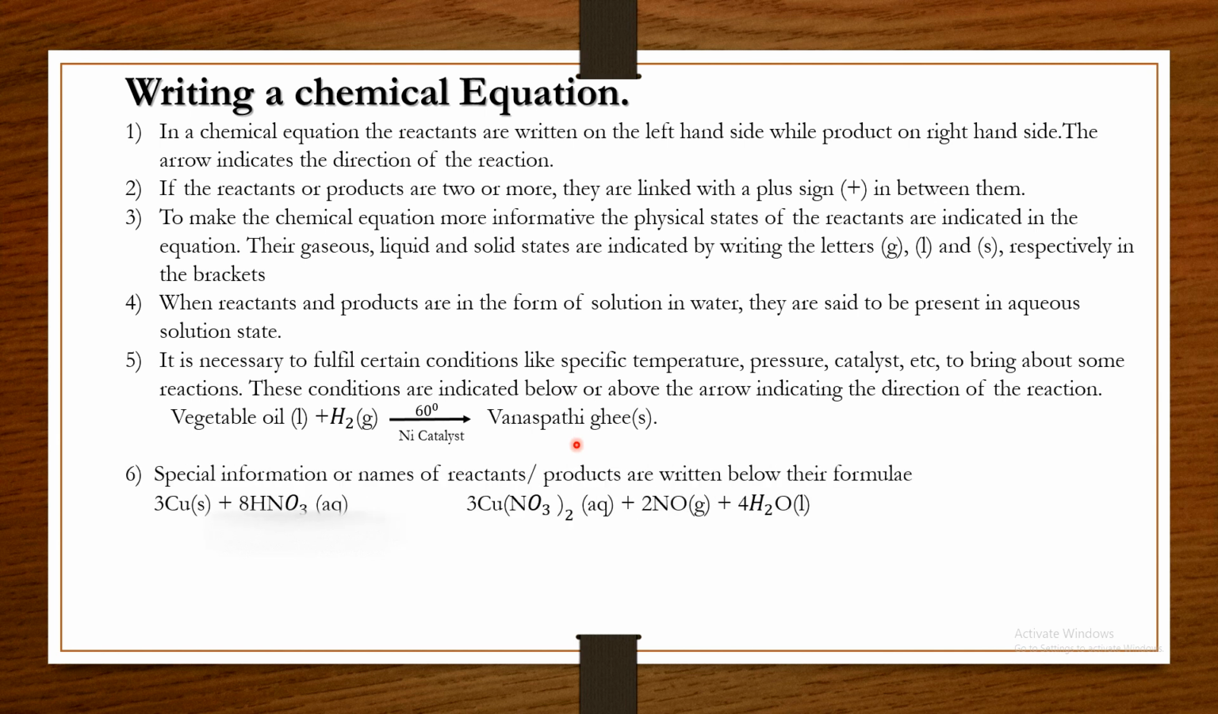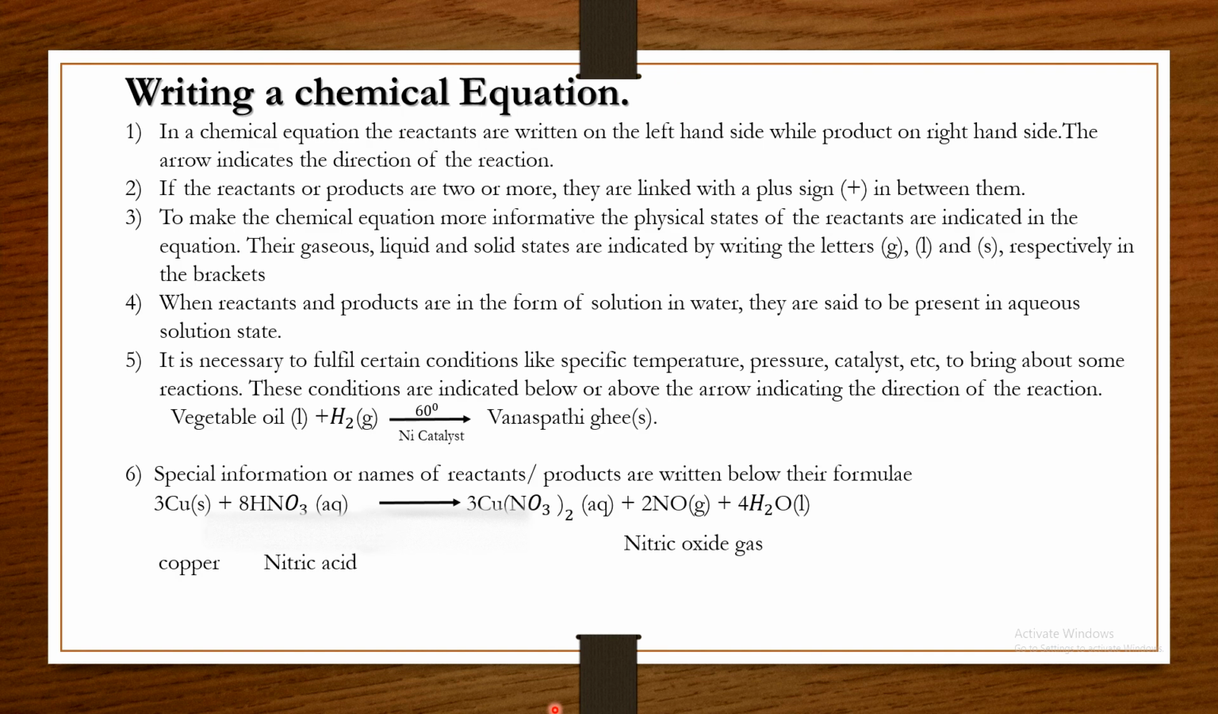For special information, we have to write down the names also below the molecular formula. So this is copper, this is nitric acid, and this is nitric oxide gas plus water. So we have to also write down the names.